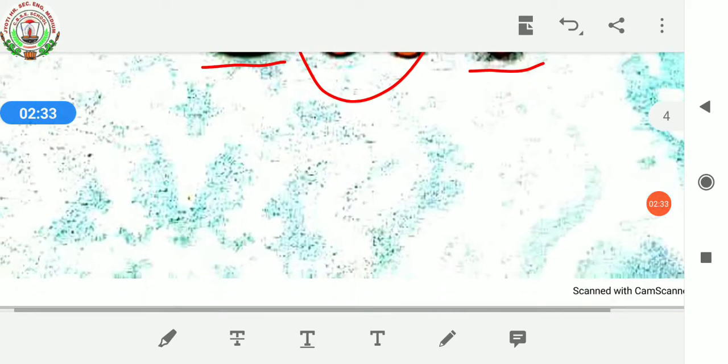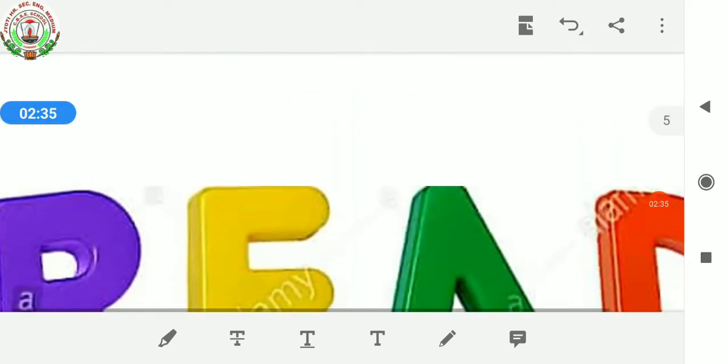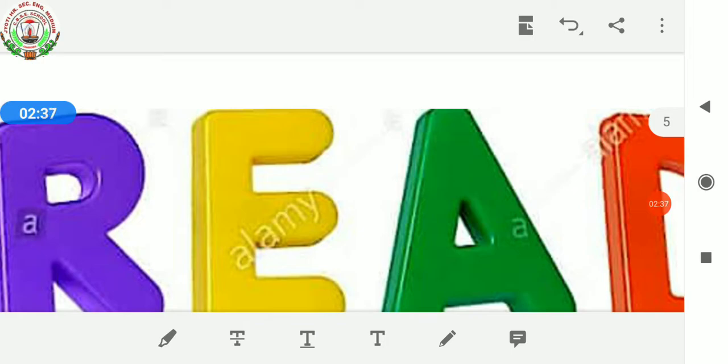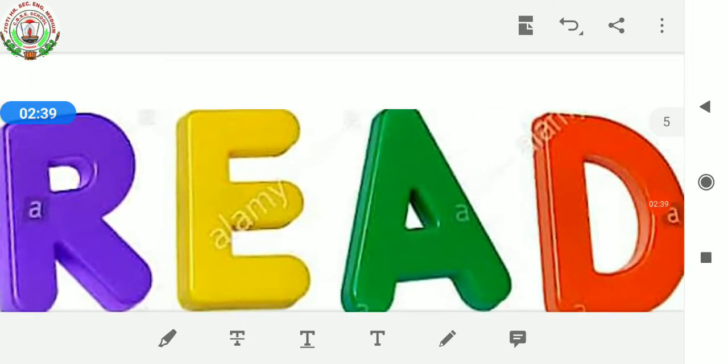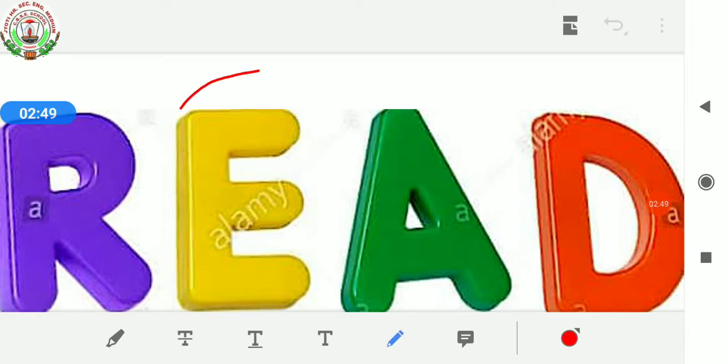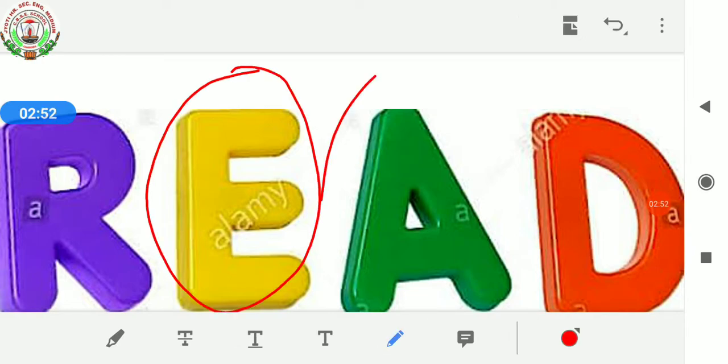Okay, now look at the next image. It is written over here: read, R-E-A-D, read. Can you guess which one is a vowel and which one is a consonant? Yes, E and A, these two letters are vowels, and the rest two letters, R and D, these two letters are consonants. Okay.